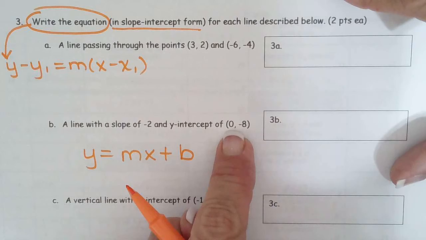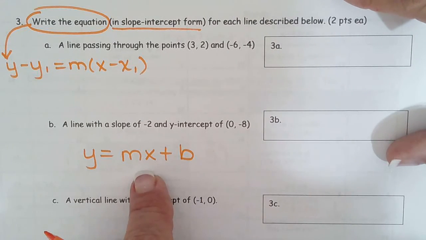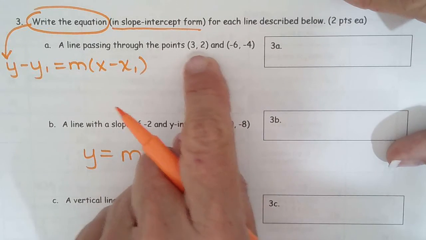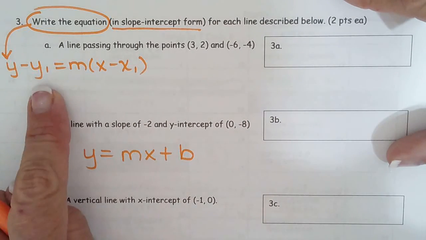So if one of the points says x equals 0, that means it's a y-intercept and you can go right to the answer. But if one of the points doesn't have x equals 0, that means you don't have the y-intercept, then we go to this.